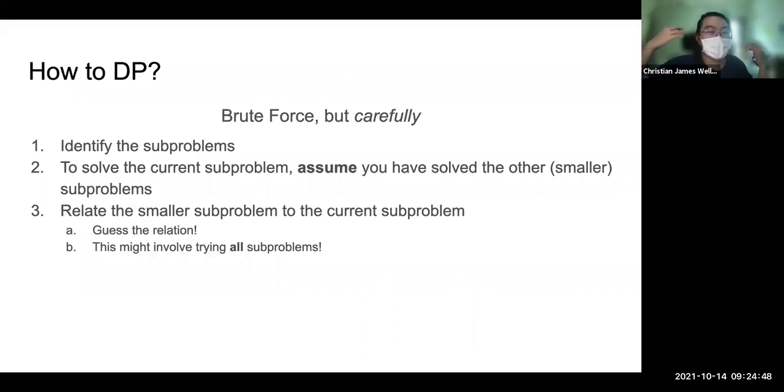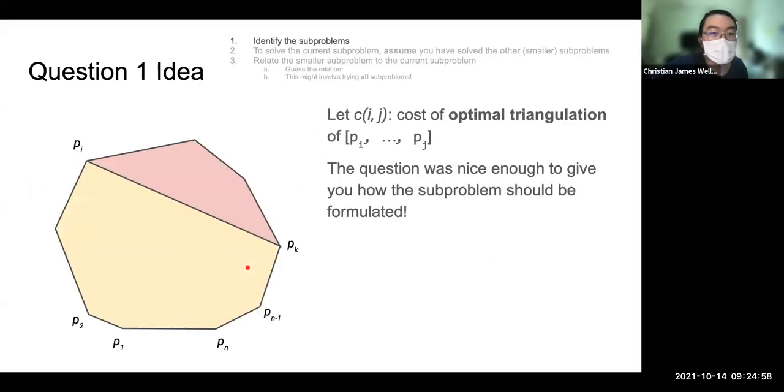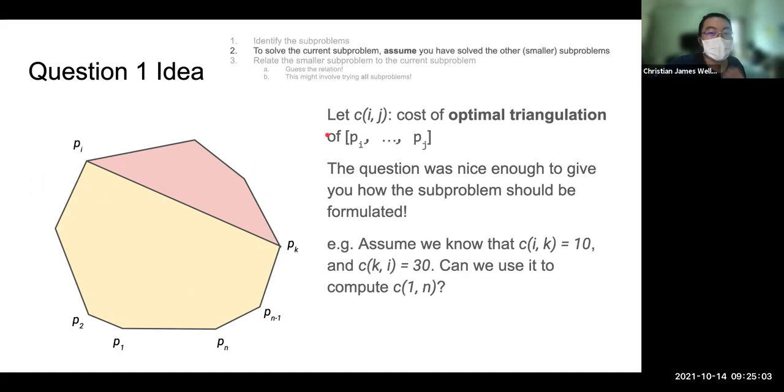Usually when I think of dynamic programming, I immediately think, how can I make this problem even smaller? So from a big polygon, I try to make a smaller polygon and make a meaningful relationship between them. Here's the idea. We identify the subproblems, and they are nice enough to tell us how to calculate the subproblem: consider Cij, which starts from i, goes clockwise until you see j, and that's the polygon. Assume you have solved the smaller subproblem.